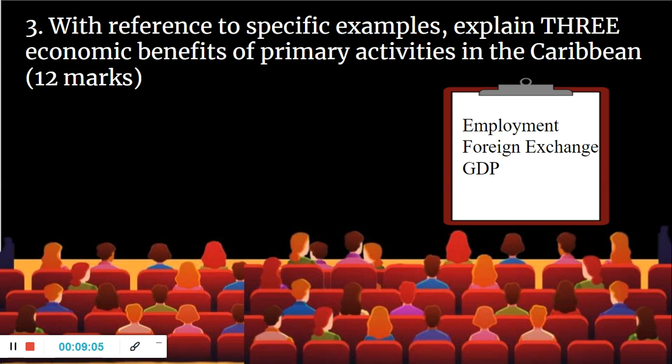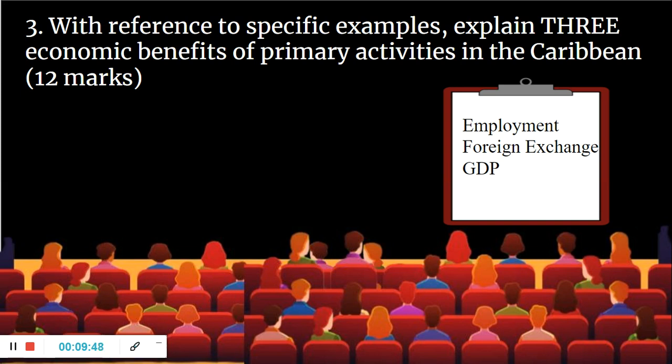In terms of foreign exchange, you could explain that foreign exchange can be gained by Caribbean countries when they export their goods abroad. And you could give an example. So you could say, for example, in the fishing industry, certain seafoods are exported. For example, lobster is exported from Belize, and that causes the country to earn foreign exchange.